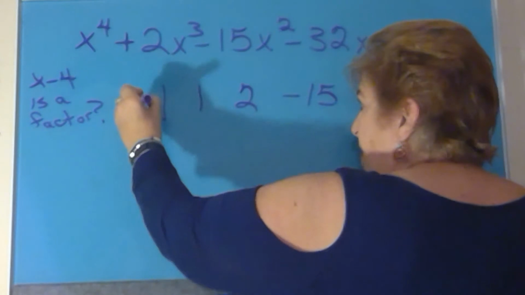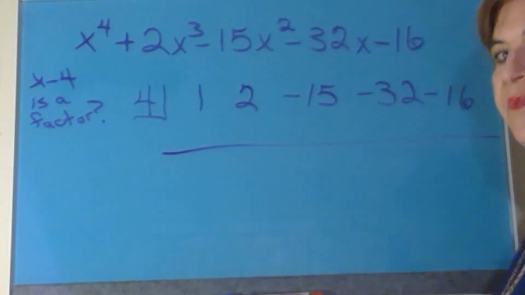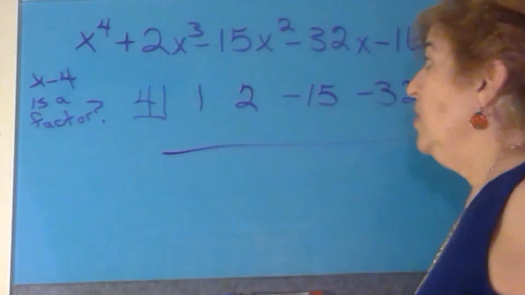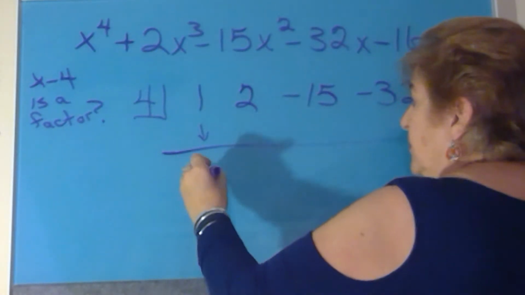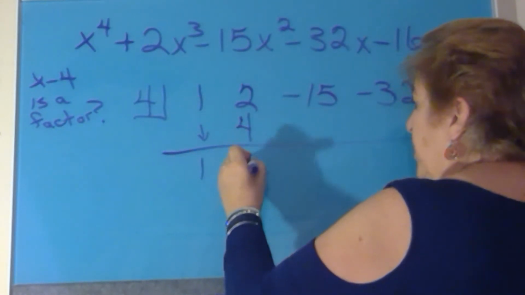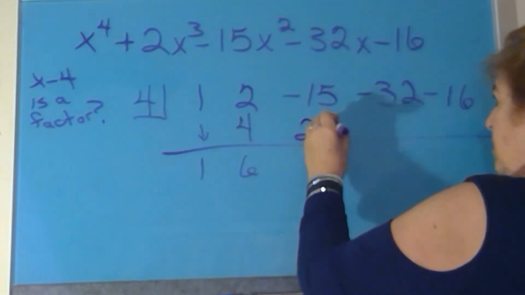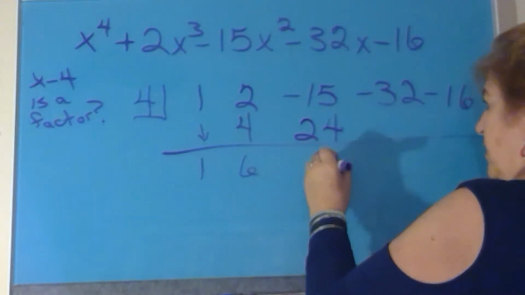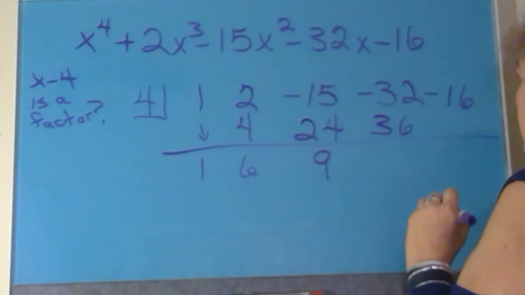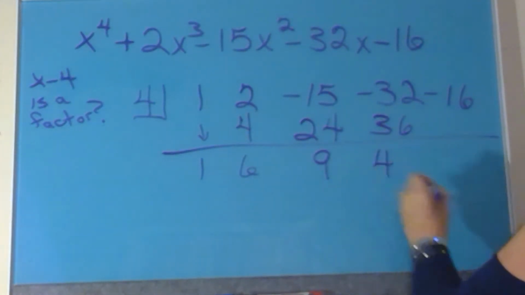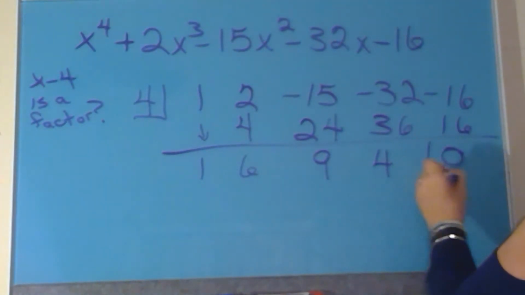And to tell if that's a factor, that means we're checking to see if x equals 4 is the solution. So, synthetic division, bring down the first term. 1 times 4 is 4. That gives me 6. 6 times 4 is 24. Gives me 9. 9 times 4 is 36. That gives me 4. 4 times 4 is 16. And when I combine those, I get 0.